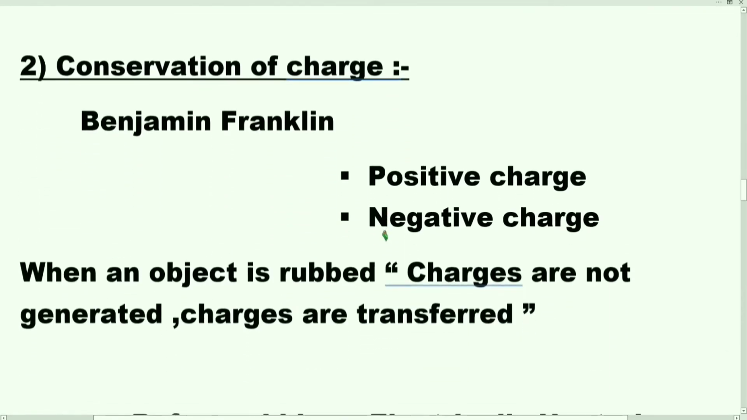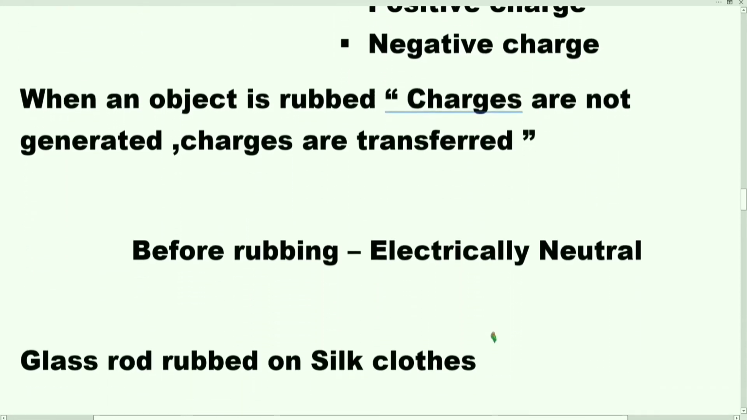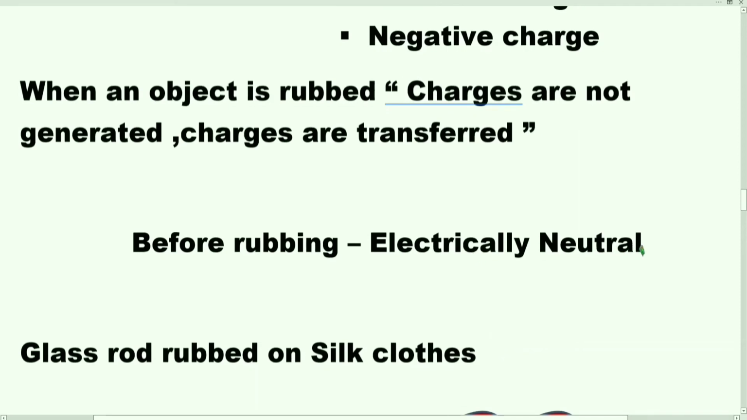Second property is conservation of charges. Benjamin Franklin was the first person to use the terms positive and negative charge. He explained that when an object is rubbed with another object, charges are not generated by rubbing. Then what is happening? Charges are transferred from one object to the other. Initially, before rubbing, both objects are electrically neutral.